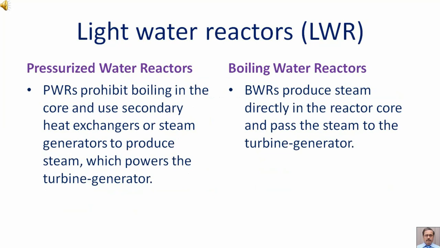Here we are explaining the difference between PWR and BWR, that is pressurized water reactors and boiling water reactors. PWRs prohibit boiling in the core and use secondary heat exchangers or steam generators to produce steam, which powers the turbine generator. BWRs produce steam directly in the reactor core and pass the steam to the turbine generator.